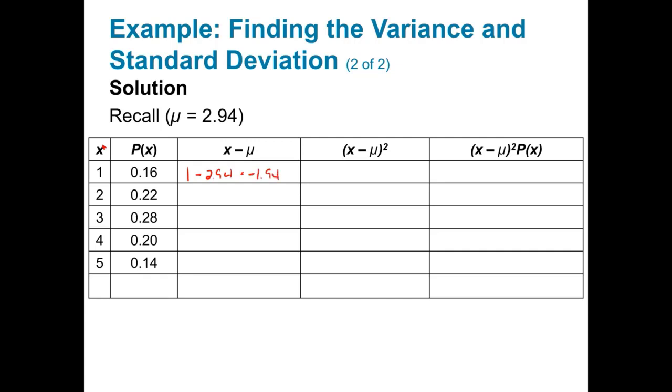Exactly. And then same thing, 2 minus 2.94, which gives you negative 0.94. 3 minus 2.94, which is 0.06. 4 minus 2.94, which is 1.06. And 5 minus 2.94, 2.06.